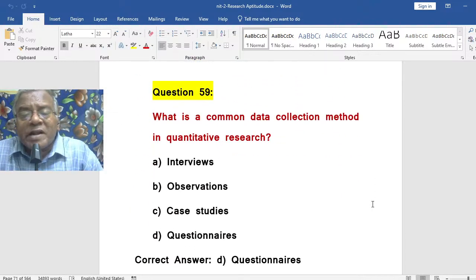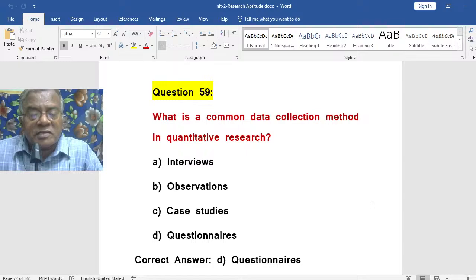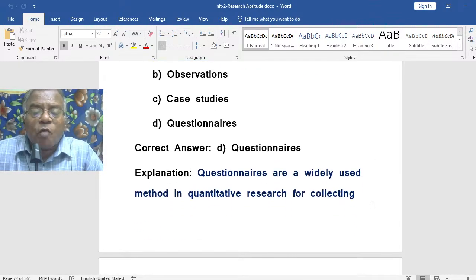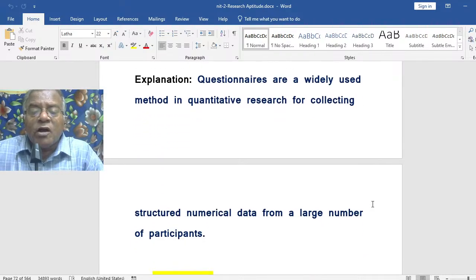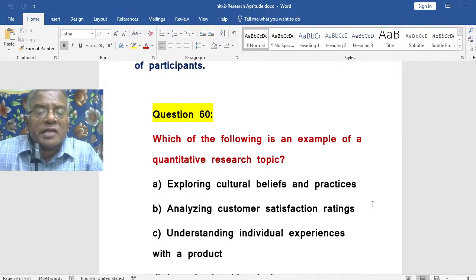What is a common data collection method in quantitative research? Questionnaires. Questionnaires are a widely used method in quantitative research for collecting structured numerical data from a large number of participants.